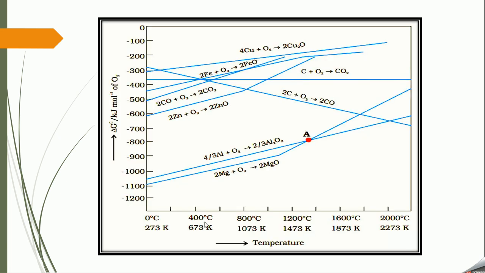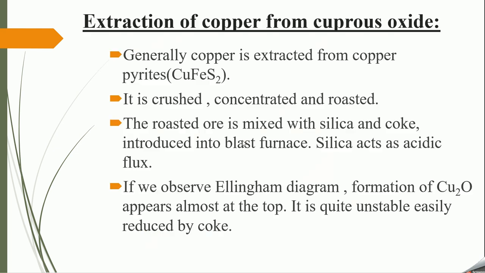Here you can see the Ellingham diagram. Here temperature is taken on x-axis, delta G naught value is taken on y-axis. The formation of cuprous oxide is almost here, near the top. This indicates cuprous oxide is unstable, quite unstable and easily reduced by coke. Hence, coke is taken as reducing agent.